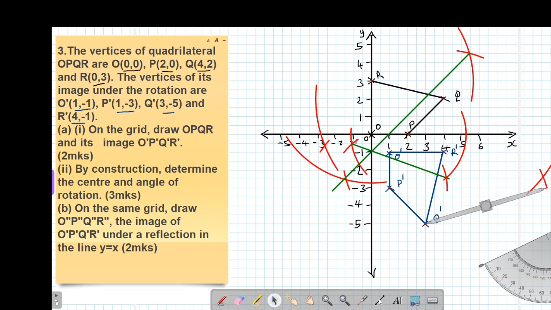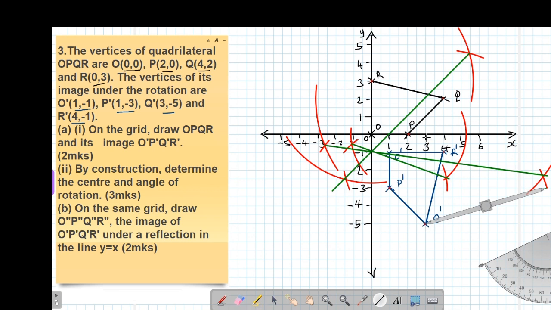So if you join the point of intersection of this arc and the other one, you realize that they are going to meet exactly at the same point this way. Yeah. So it doesn't matter the points that you choose, any 2 points should pass through the center of rotation. Then as I have said, in an exam situation, you just need 2 points.